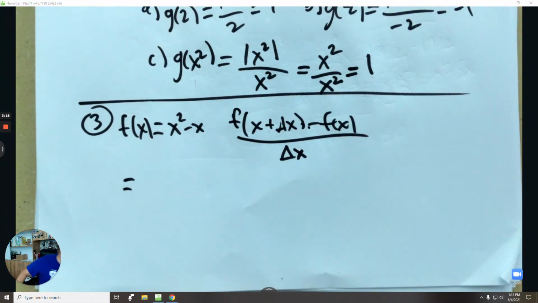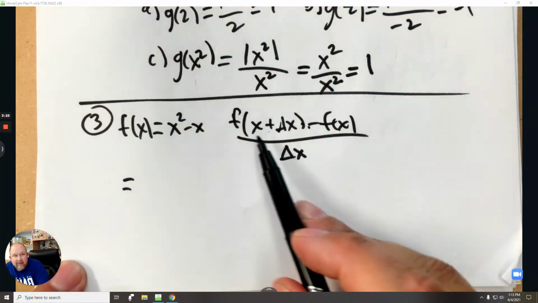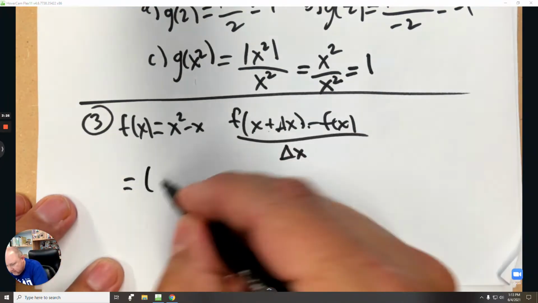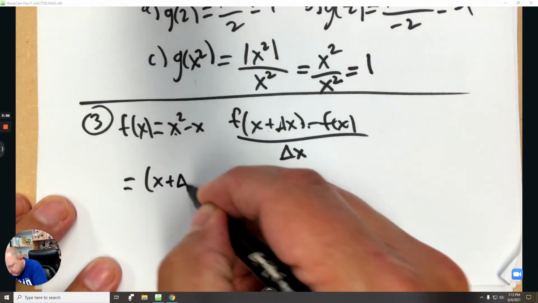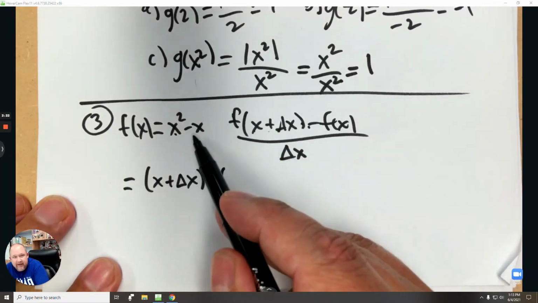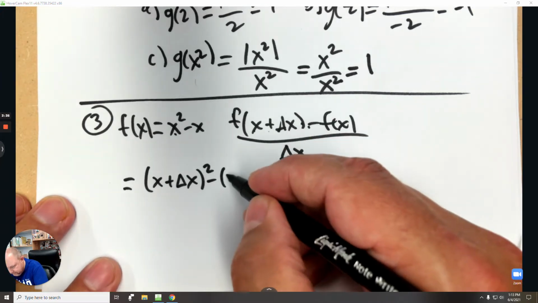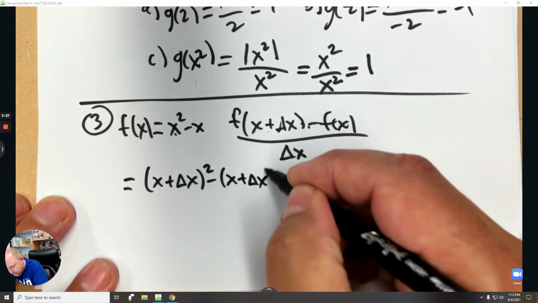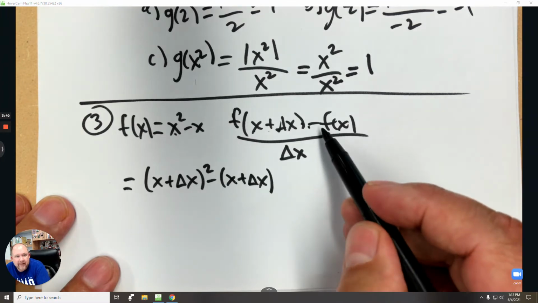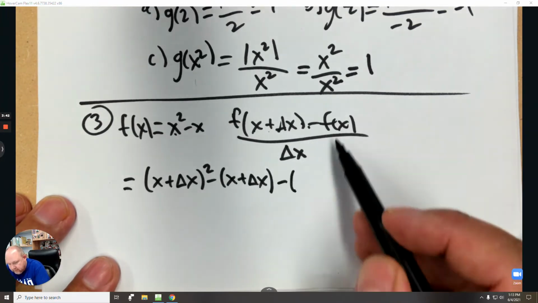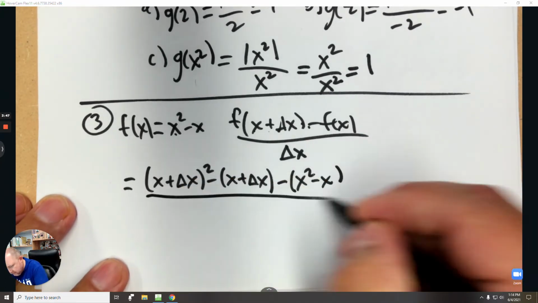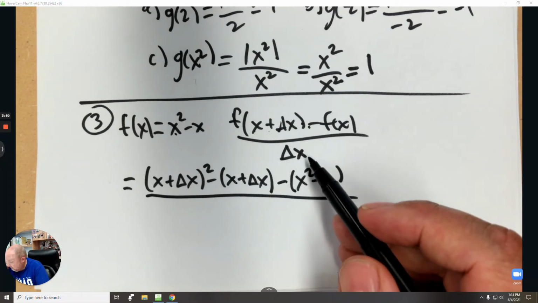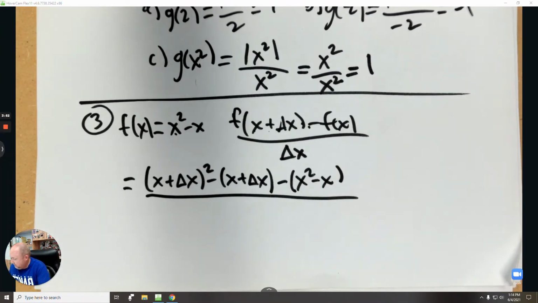So put the lights on. Here, put that into the, so instead of x squared, you put this in squared. Instead of x, you put in this. And then subtract, use parentheses. What's f at x? Well, you just put that in, x squared subtract x. And then the change in x, you can just leave that as the change of x. There's nothing to substitute in there.